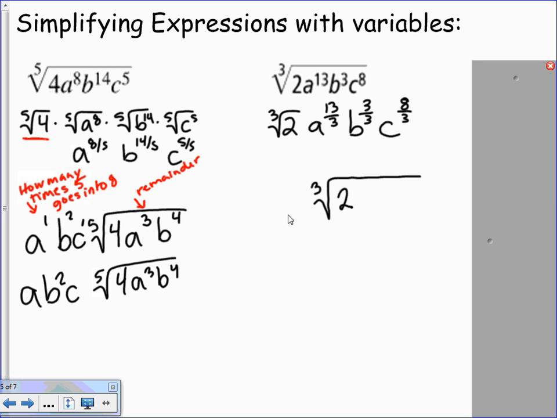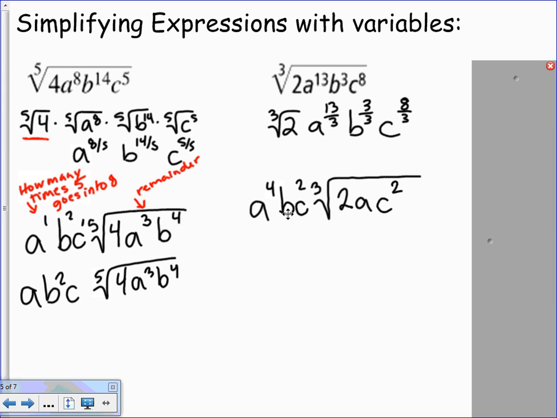Can I do 13 divided by 3? Yeah, how many times does 3 go into 13? 4. So a to the 4th comes out of the radical. And what's the remainder? 1. So a to the 1st stays inside. For b, can I do 3 divided by 3? Yes. 1 with no remainder, right? So b to the 1st is coming out. And then c, 8 divided by 3. 2 times, so c squared. And the remainder is 2, so c squared inside.